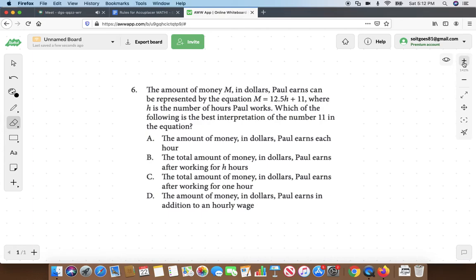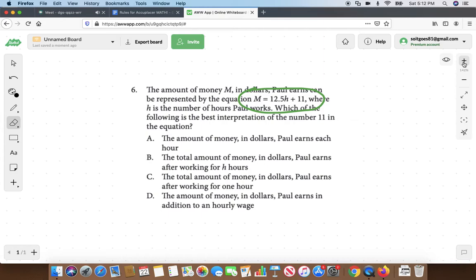What are we solving for here, Keisha? Let's make that real clear. Which of the following is the best interpretation of the number 11 in the equation? Yeah, what's the best interpretation of the number 11 in that equation right here?